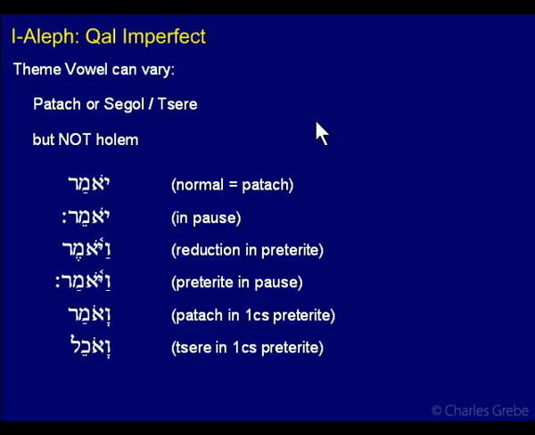Now the theme vowel. The theme vowel can move around quite a bit. It can be a patach or one of these I-E vowels, that's segol or tzere. What it will not be is a holem. If it was a holem, if you had something like yomor, you'd end up with two holems together, and that isn't allowed. So I guess it doesn't sound good. So you have all these different variations.